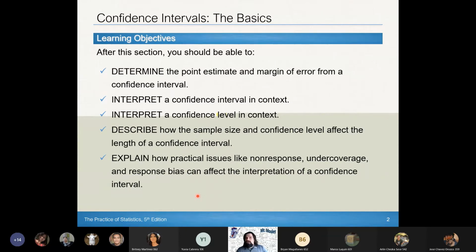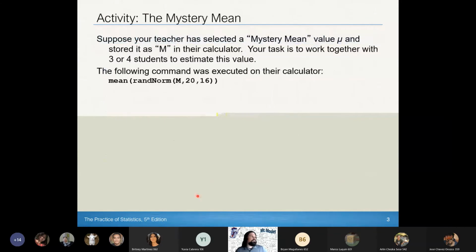So first we're going to look at an example. This is an activity. We're not going to actually do this activity today. I have an example of how this could work out prepared for you guys. So suppose your teacher, Mr. Mosley here, selects a mystery mean value mu and stored it as m in the calculator. Your task would be to work together with 3 or 4 students to estimate the value.